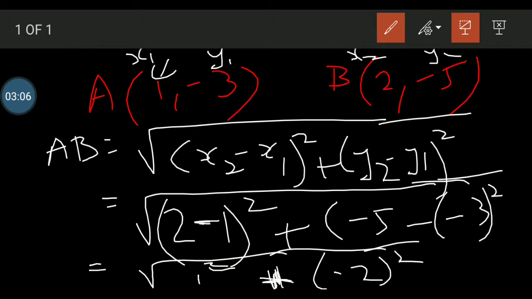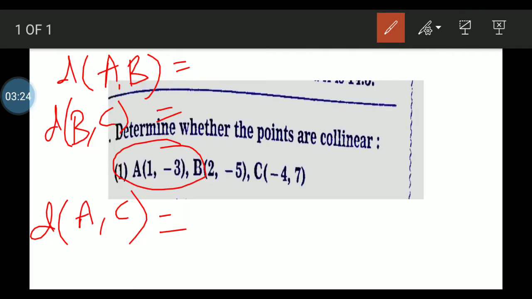So 1 square is what? 1. What is minus 2 square? 4. Correct? So what is the final answer I will get? Root of 5. I will get AB equals root 5. This will be my first.